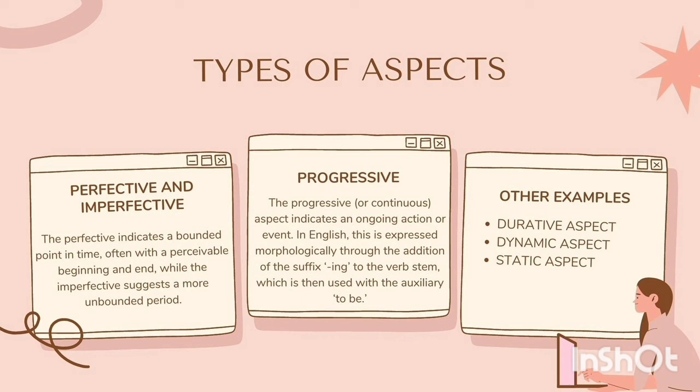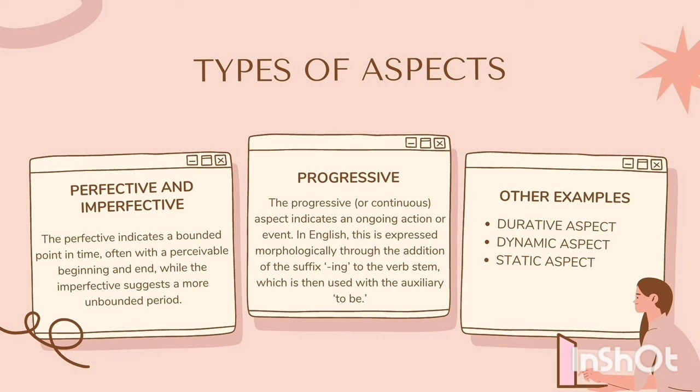English can mark an utterance as being a perfective aspect through the use of the auxiliary verb have or has. For example, I have finished writing the letter. The progressive or continuous aspect indicates an ongoing action or event. In English, this is expressed morphologically through the addition of the suffix ing to the verb stem, which is then used with the auxiliary to be. Thus, she is reading a book denotes an event in progress in the present, while she was reading a book depicts an action that was continuous at a point in the past.